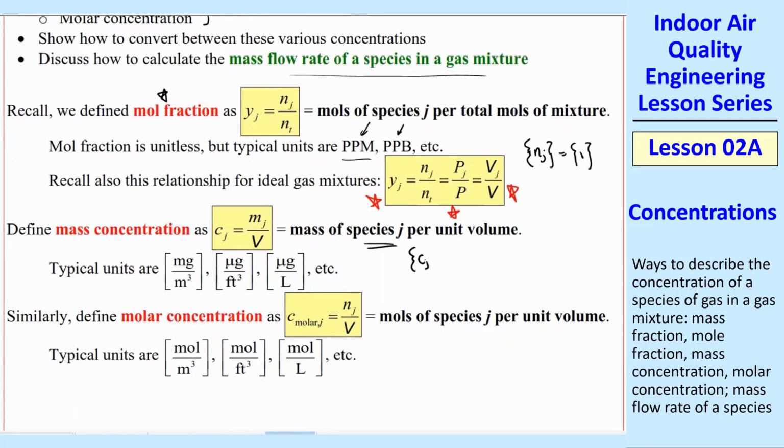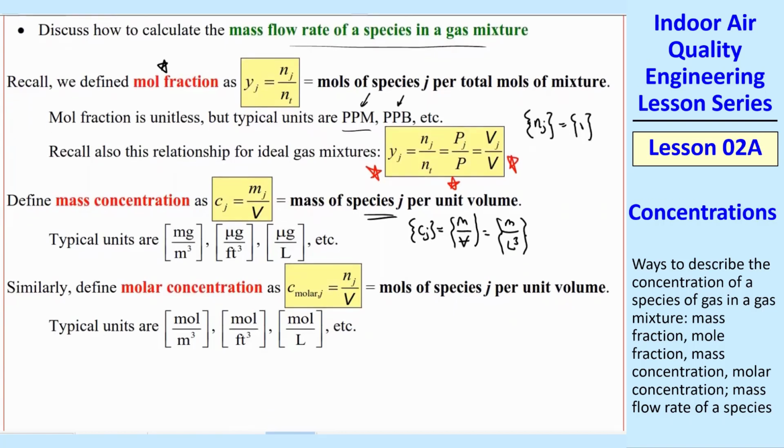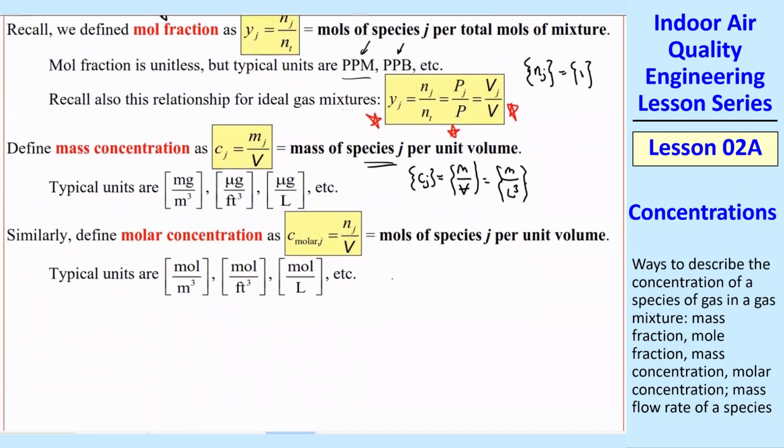So the dimensions of Cj are the same as density, mass over volume, or in terms of primary units, mass over L cubed, because L cubed is volume. And the typical units are shown here: milligram per meter cubed, microgram per foot cubed, microgram per liter. There's all kinds of different units you can think of. A milligram per meter cubed is probably the most popular.